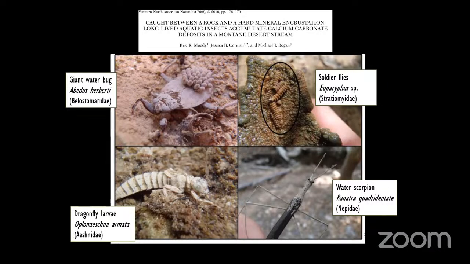So Eric and I were doing a lot of the field work, and we knew Mike Bogan also had done a lot of collections of macroinvertebrates in these streams. We basically emailed Mike and said, hey, could you look through your collections and see which bugs have calcium carbonate deposits on them and which ones don't? And his collections were from the same streams as well.